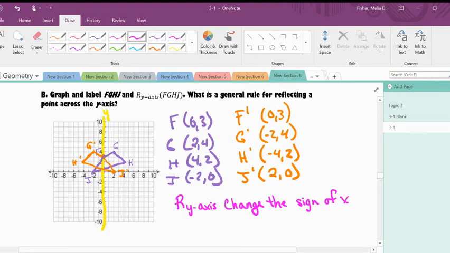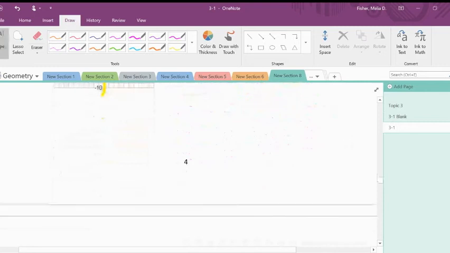Go ahead and pause the video, and it will take you several minutes to get this drawn out. Draw out the original shape and the reflection for both parts A and B, and then come back and check the video.